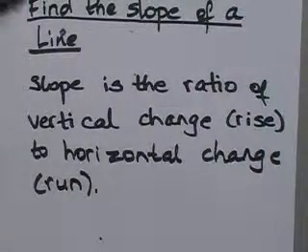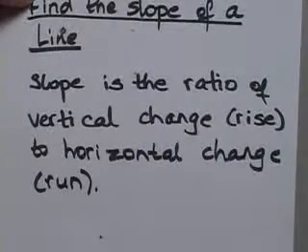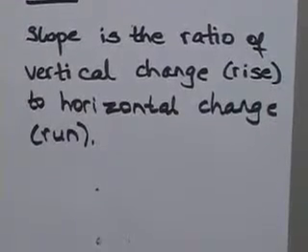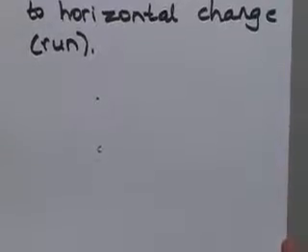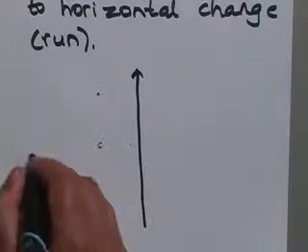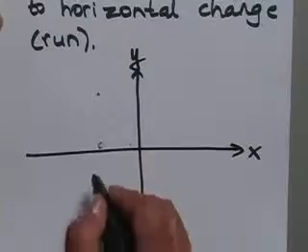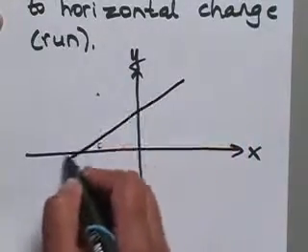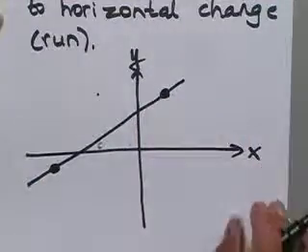Now we're saying slope is the ratio of the vertical change to the horizontal change, your vertical change being the rise and the horizontal change being the run. Let's look at how this ratio works. Let's say we have this graph here, and let's take a line, and I'm going to select two random points on this line.